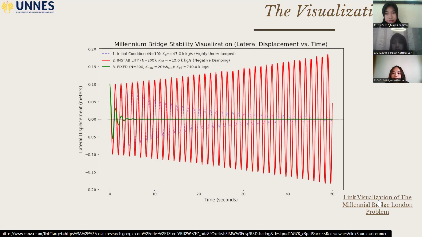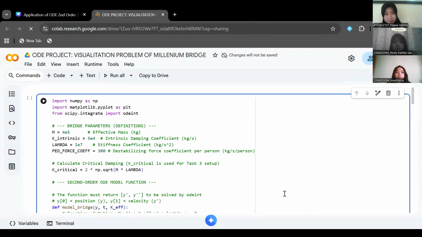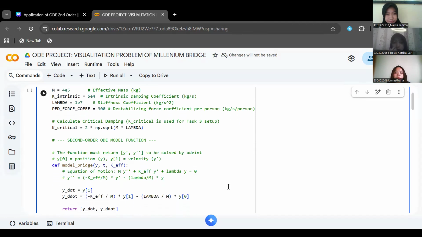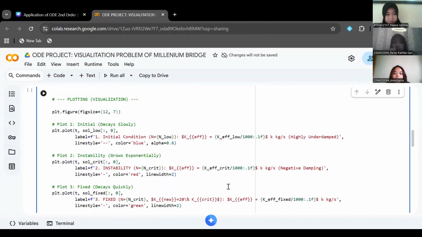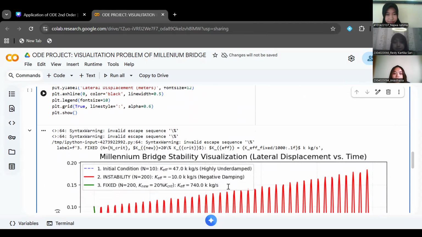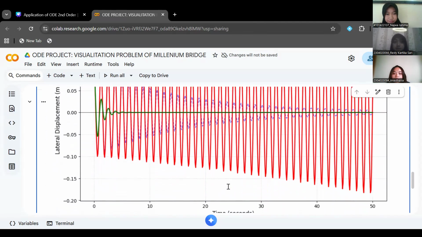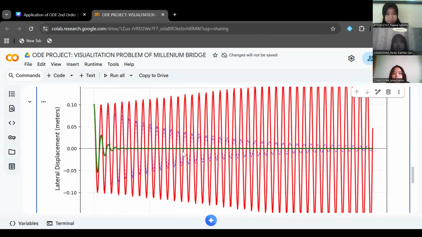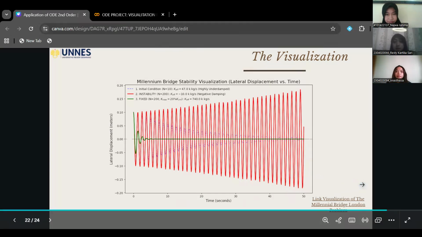And maybe we can go to the link visualization. To get this graph, we use Google Colab, and we just substitute our problem here, and we get the representation of our problem, the same as in the PowerPoint. Okay, we go to the PowerPoint, please. And next, the conclusion will be delivered by my friend.